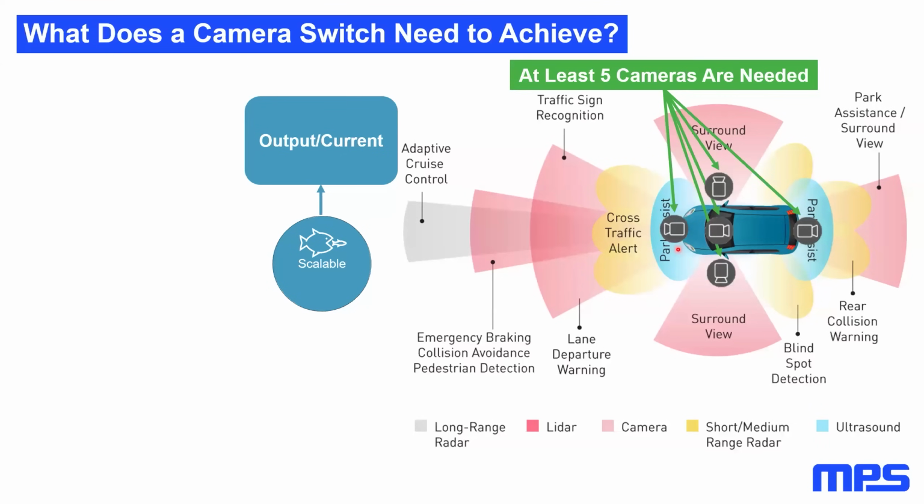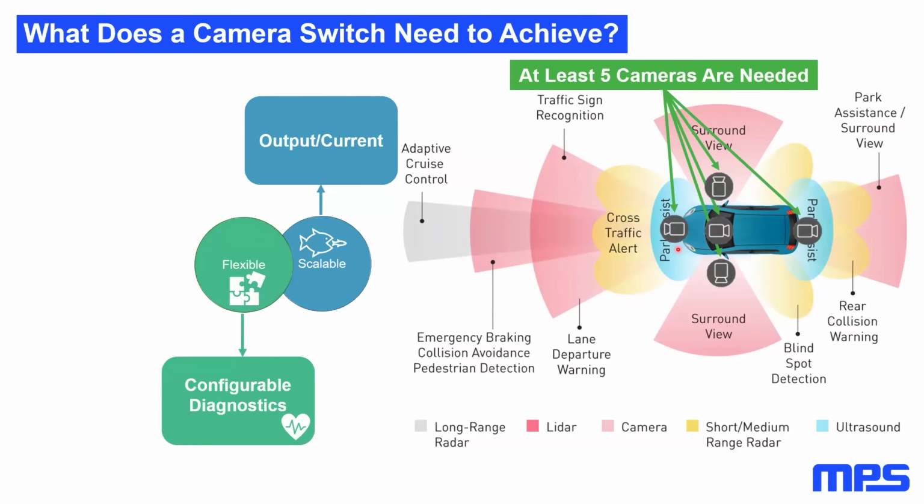Second, the camera switch needs to be flexible by enabling programmability, configurability, and diagnostics. For example, the output current feedback needs to be provided for diagnostic purposes or safety. Input, output, and internal voltage, or just some internal diagnostics to attest that the camera switch is functioning correctly, and by extension, the camera itself.